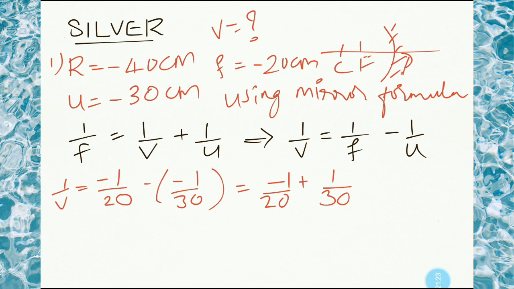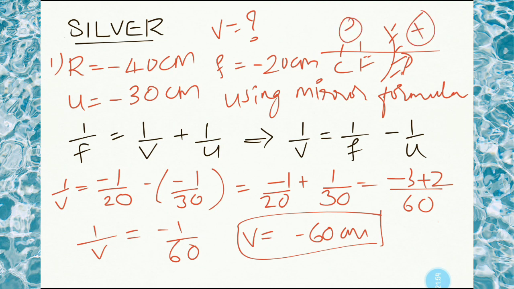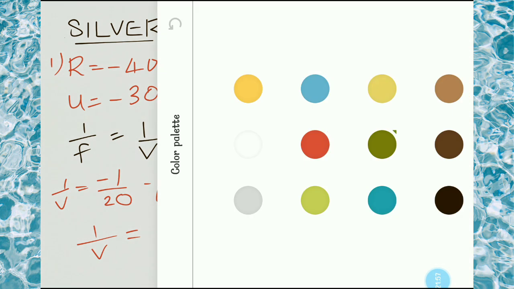Now finding out the LCM, it is 60. So I'll multiply 3 here and 2 here. You know that. So I don't need to tell it specially. So this will be minus 3 plus 2 by 60. So 1 by v is equal to minus 1 by 60. Then what is v? It is minus 60 centimeters. Okay. Now but look at the options. He didn't give it like that, right? So let's look at the options first, and then we will decide the answer.